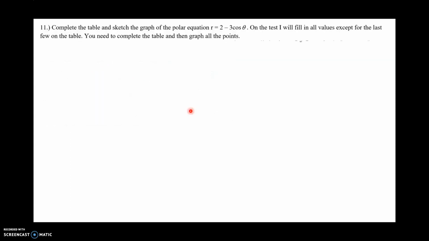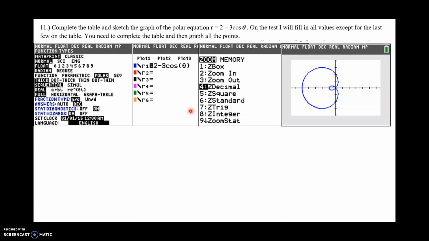Then for number 11, they ask us to graph the polar equation. Now, because you have your graphing calculator for this test, my suggestion would be the very first thing I would do is put it in my calculator just so I know what I'm trying to get and what my graph is going to look like when I'm done. The way we do that, remember, is make sure you're in radian mode and make sure that you're in polar mode. When you go to y equals, it says r equals. So you can type in 2 minus 3 cosine x.